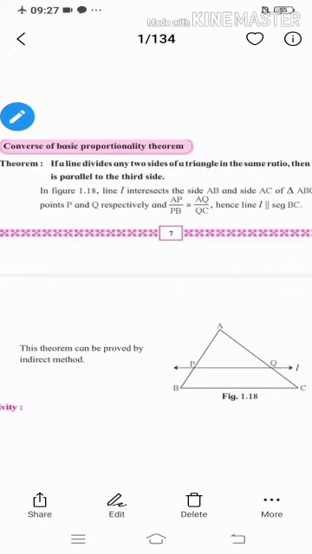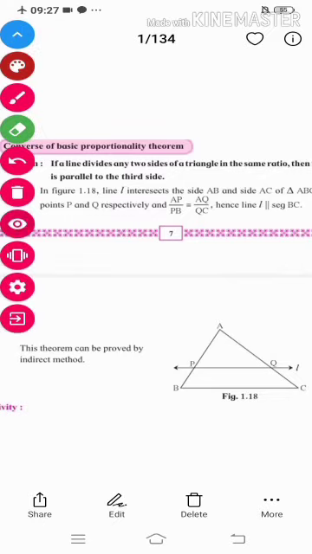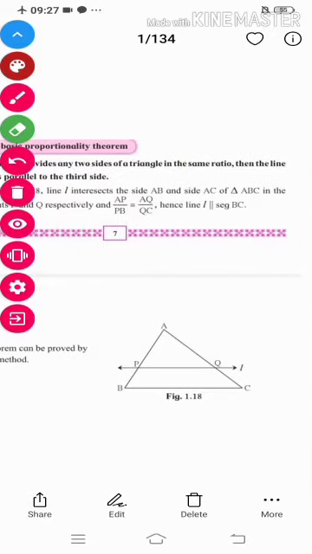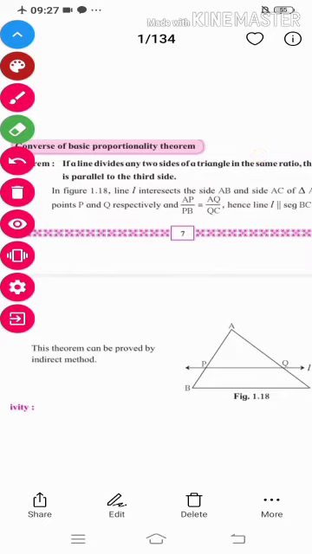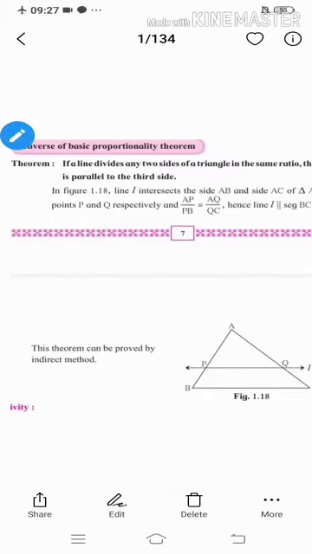Now, the statement of the theorem is what? If a line divides two sides of a triangle in the same ratio, then the line is parallel to the third side.